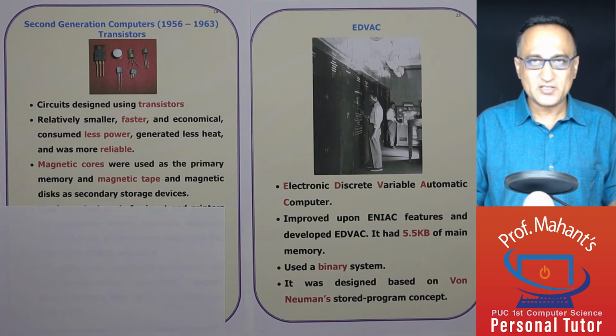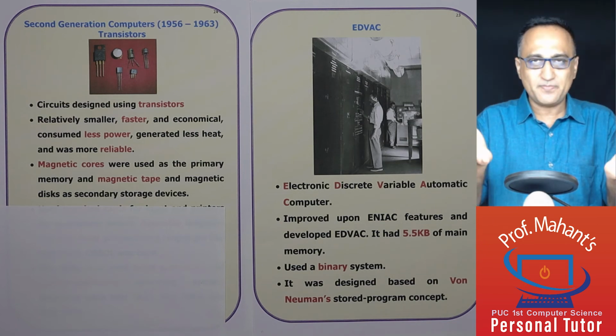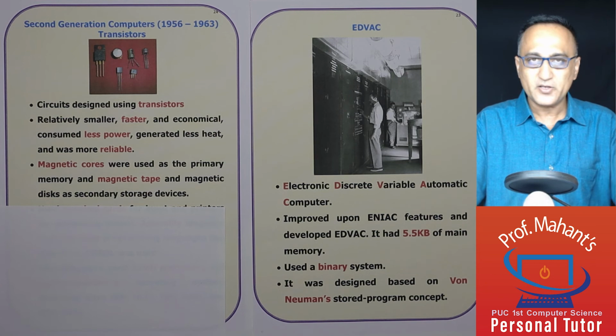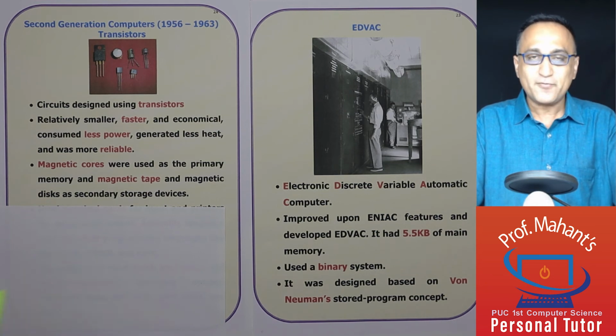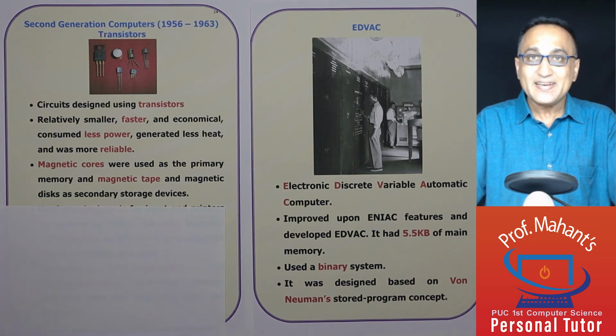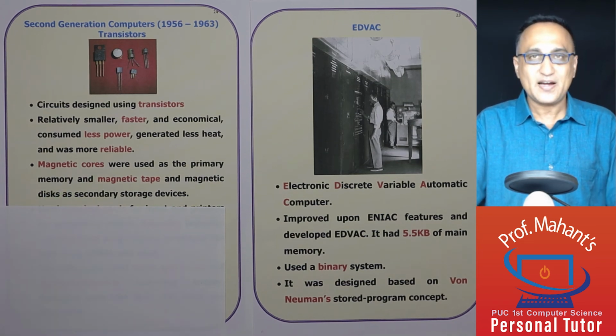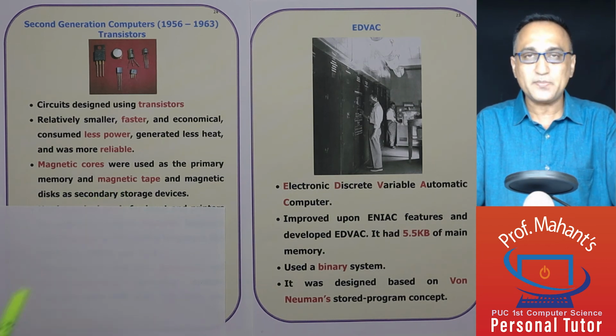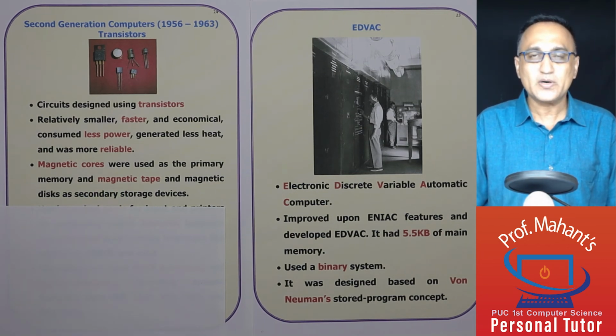Magnetic core is, as I told you, something like a drum coated with magnetic oxide used to store data. And for secondary storage, magnetic tape or magnetic disks were used, what we are calling as hard disk today. So these things, magnetic tape, we will take a look at how they work in the subsequent chapters.